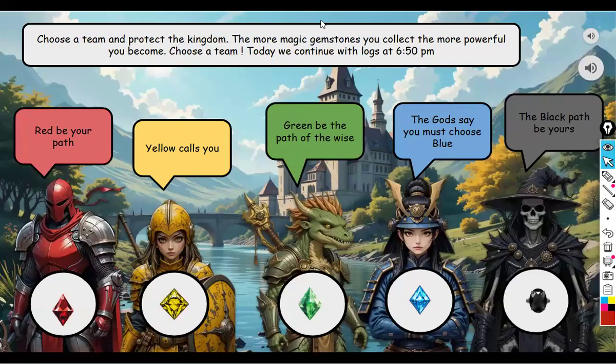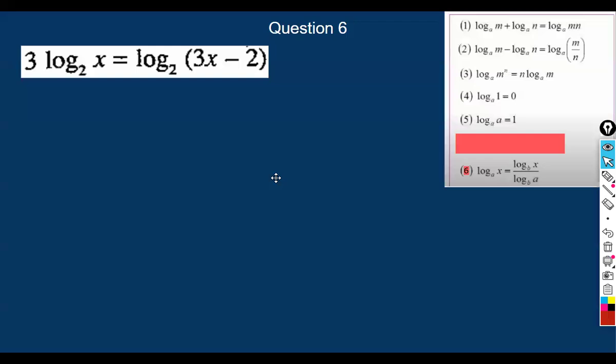So for recording purposes, today is logs part 2. And we're going to jump straight into a question. Everyone take down the question, and I'm going to give you a jump start on it. Okay? A jump start on this question.